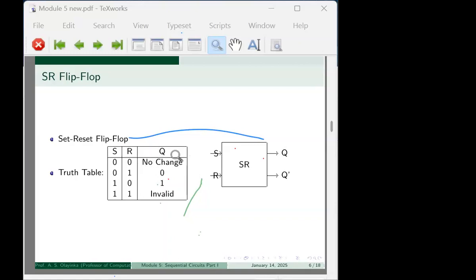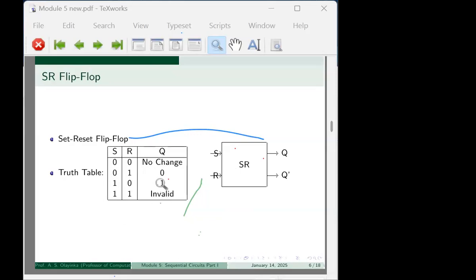Now, the Q output here, when you have 0, 0, we simply say there's no change. That is, this circuit will maintain the previous state that the system is in. Then when you have 0, 1, this will become 0. And when you have 1 for your set and your reset is 0, what you will have here is 1. Then if you come here, you have 1, 1. What you have here is an invalid situation.